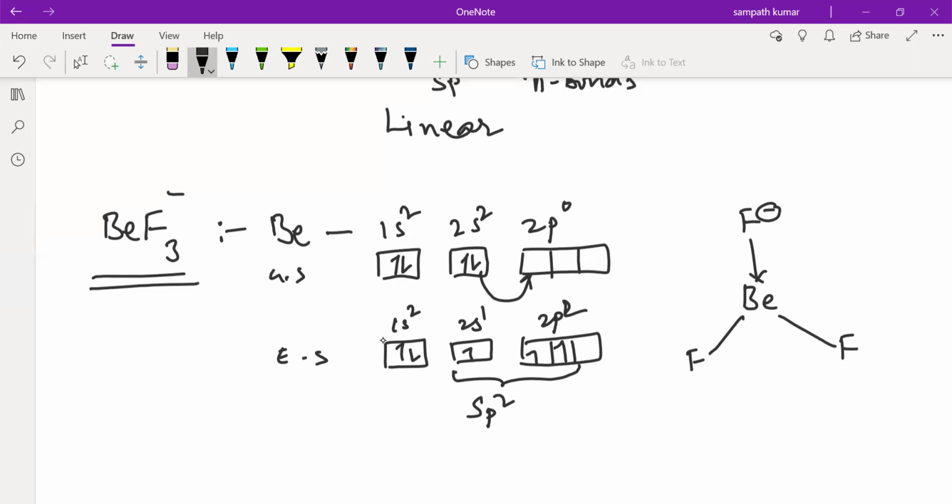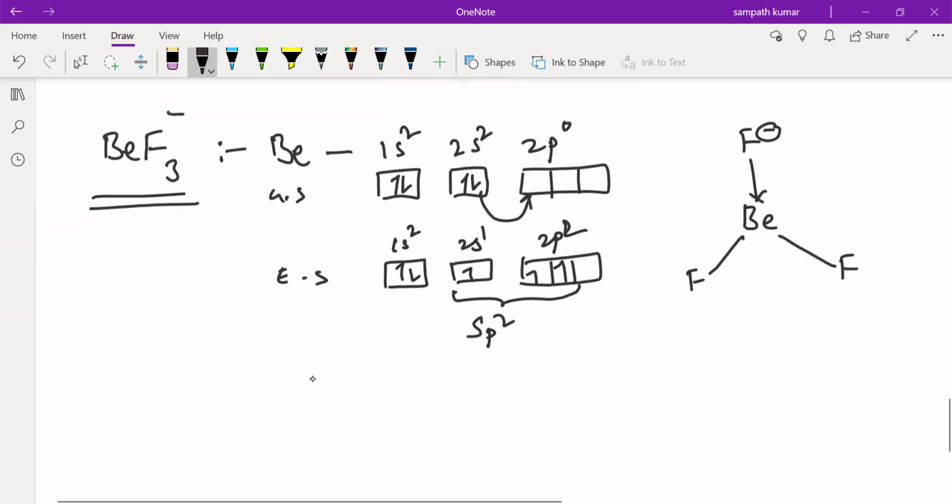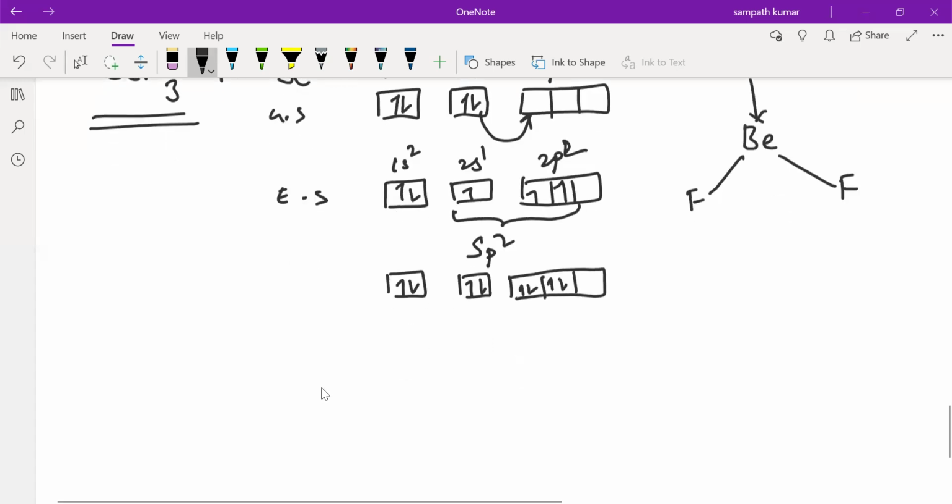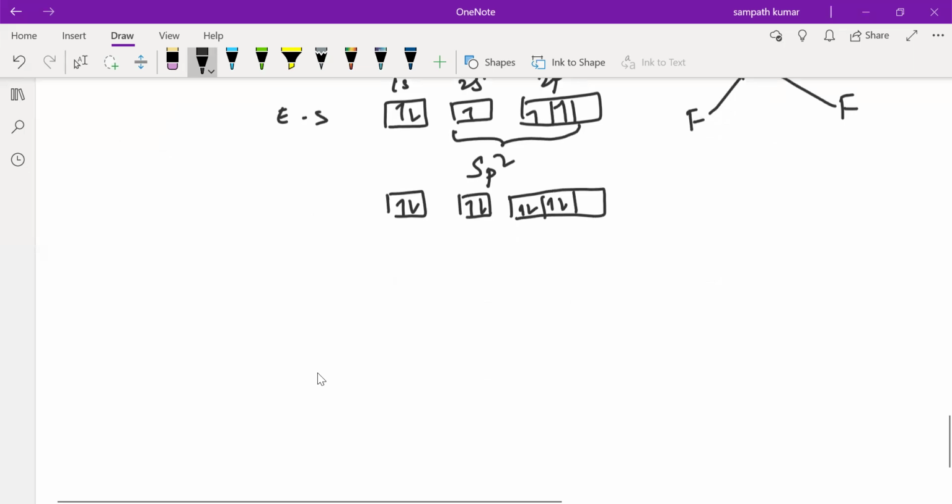We get this electronic configuration like this. After this bond formation, after the molecule is formed, we get a molecule like this, and another one also.